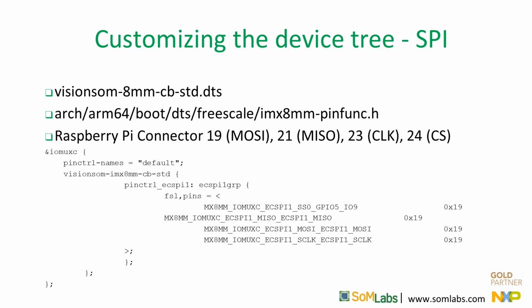Another interface that we will launch in the prepared patches is SPI. As in the previous case, we define a group of new pins, pin CTRL ECSPI1 in the I.MX section. 3 of the pins are assigned SPI interface function, so master input slave output, master output slave input, and the clock line, while the 4th one, corresponding to the chip select role, remains configured as a simple GPIO.